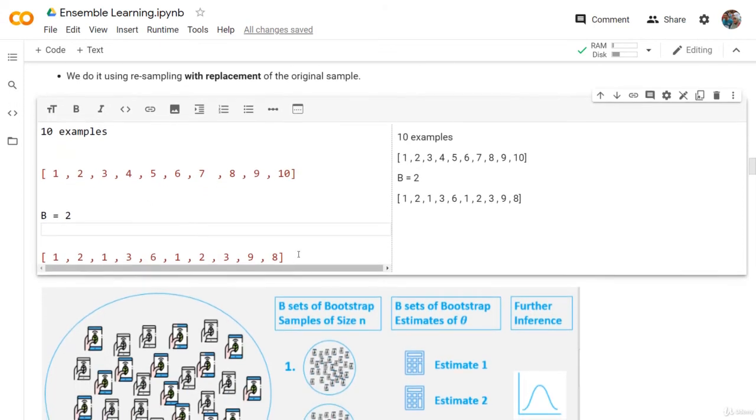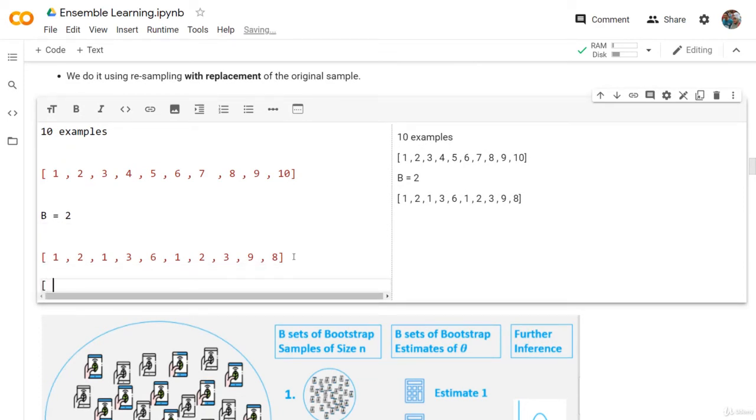So in the second set, we might have something like 2, 2, and then 1, and then 3, and then 5, then 1, and then let's say 3, then 6, 10, 9, right? So here we have also 10 examples. In the first set we have 10 examples, and in the second set we have 10 examples, because we have B sets of Bootstrap sample of size n, okay? And we are doing this with replacement.